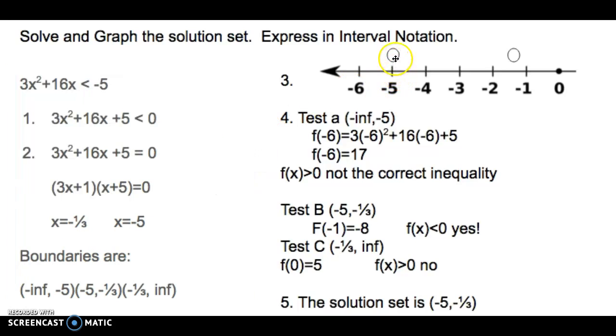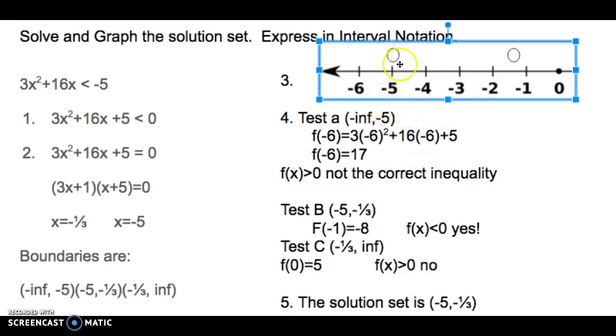So in step 3, we just plot those points. There's one of them on the number line, and then there's the other. So I have -5 and -1/3, and they're open circles because of the less than sign. If it were equal to, then they'd be filled in, but it's just a less than sign.